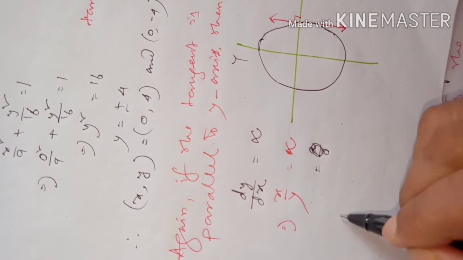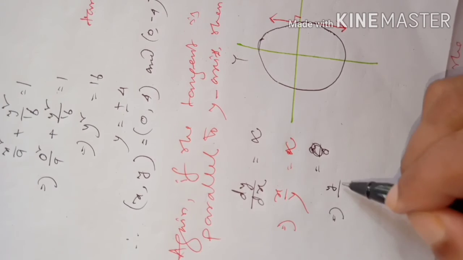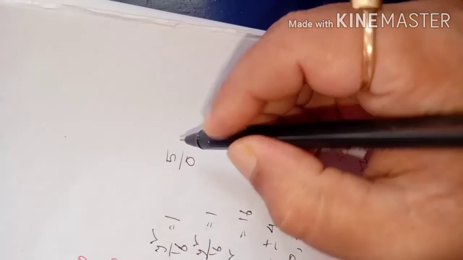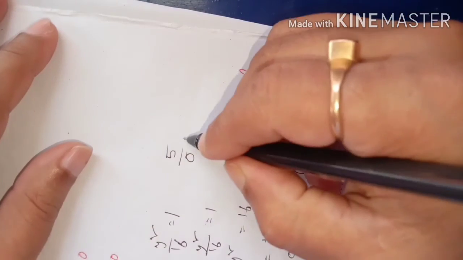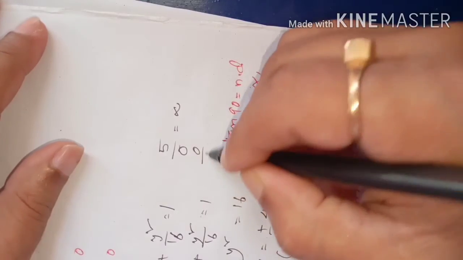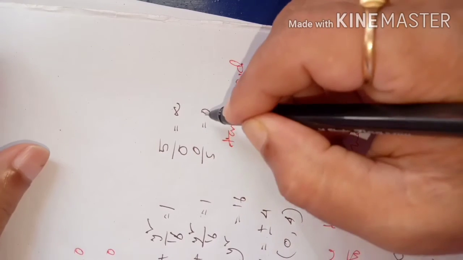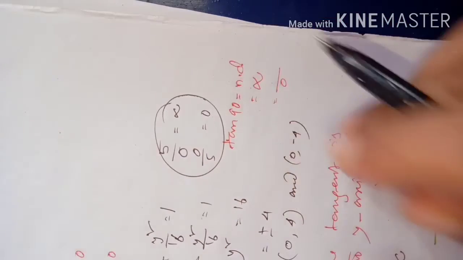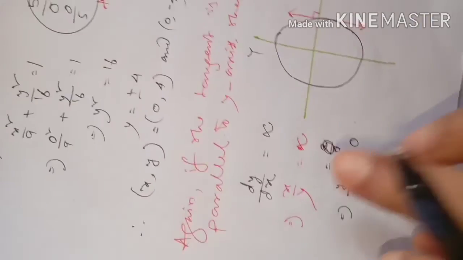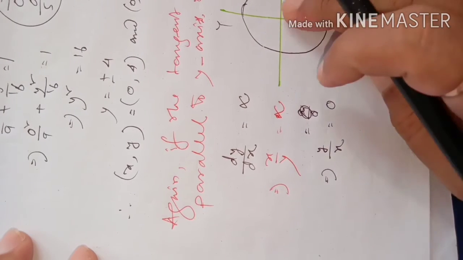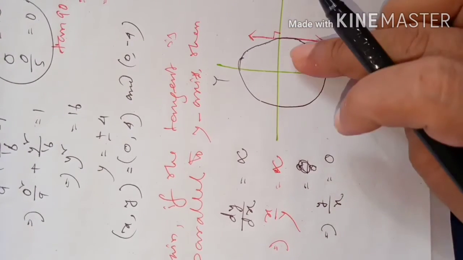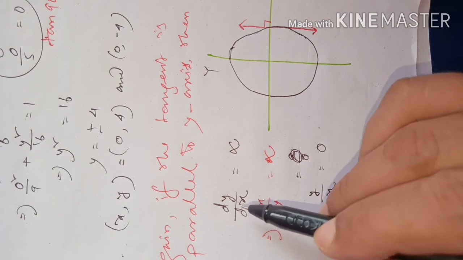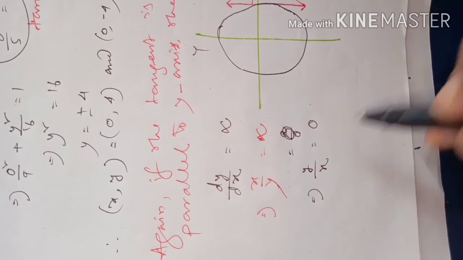x by y is infinity, then y by x will be equal to 0, because suppose 5 by 0 is infinity, but 0 by 5 is equal to 0. Means infinity's reciprocal is 0. Got the idea? So x by y will become infinity because the tangent is parallel to y-axis. That's why x by y is infinity. Means x by y is dy by dx, that is the slope. Slope is infinity. So then y by x will be equal to 0.